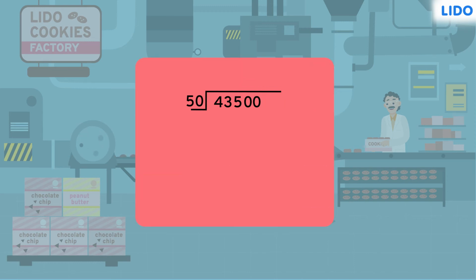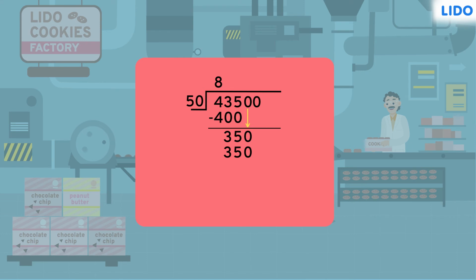When dividing a number, we start from its left. The first two digits of the number are less than 50, so we'll consider the first three digits to begin with. 50 multiplied by 8 is 400. Accordingly, we'll write 8 in the quotient and subtract 400 from 435 to get 35 as the remainder. Then, we'll bring the next digit of the dividend, that is 0, down next to 35.